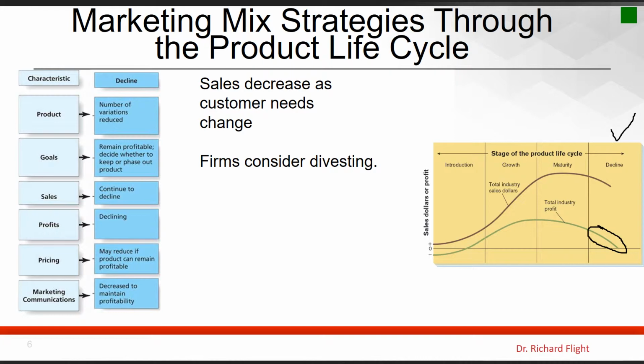So firms will try to reduce pricing, maybe to remain profitable. They'll reduce costs for sure. We'll limit or reduce the number of product variations that we have. We still want to remain profitable, right, until the product is eventually eliminated. But we want to realize that we still have customers. The laggards are still being served at this time. So that kind of rounds up the four life cycle categories.